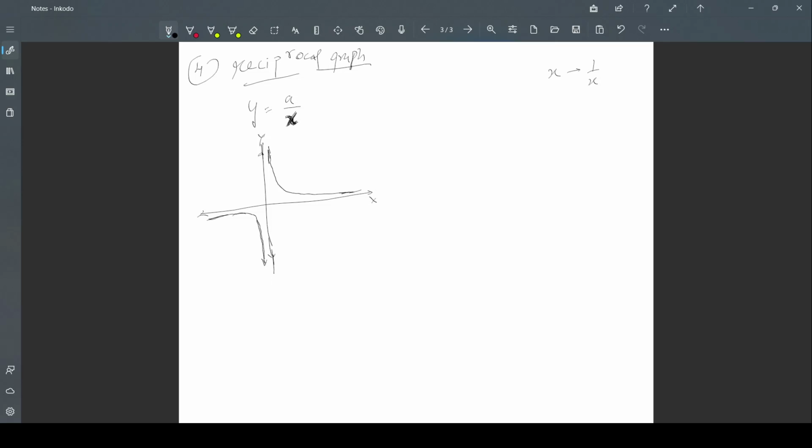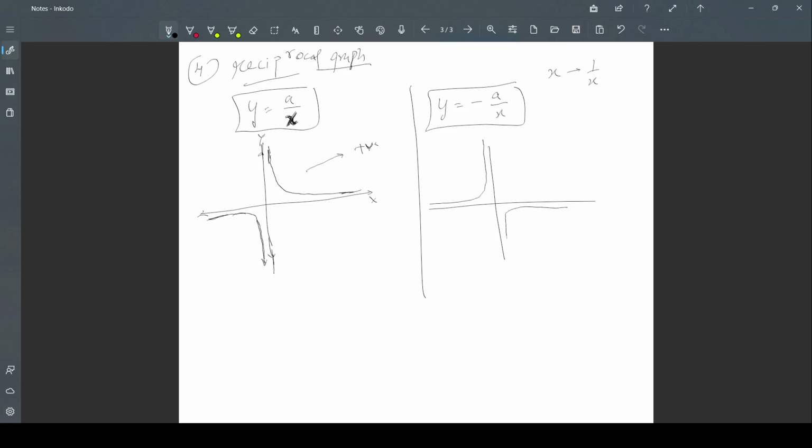Okay, so this is a reciprocal graph, and we'll call this a positive reciprocal graph, where we have a positive value over here, right? And let's say if we have y equals negative a by x, this is also a reciprocal graph, so then the graph will be looking this way. Okay, it's actually a negative graph.